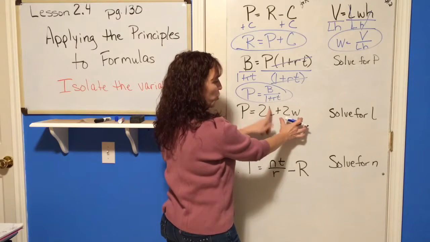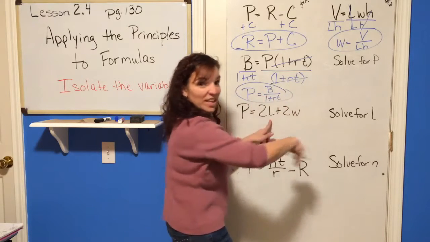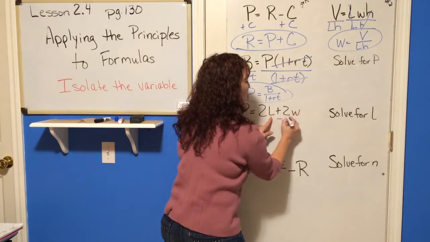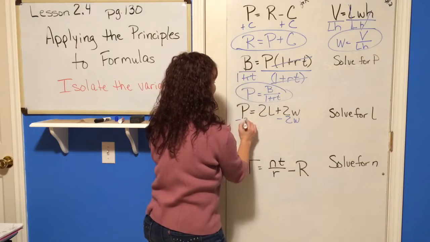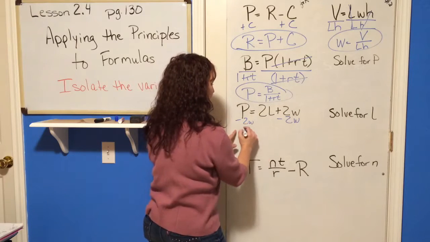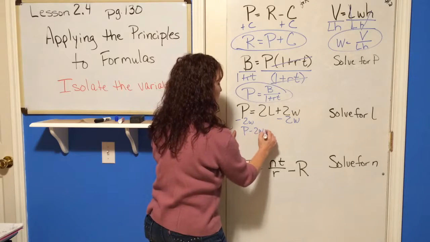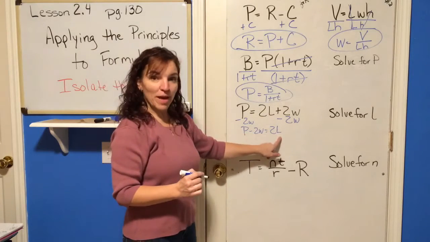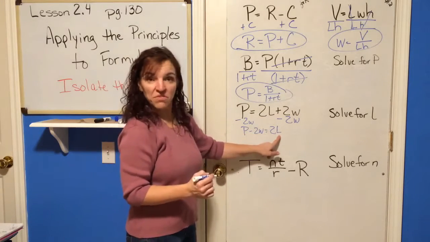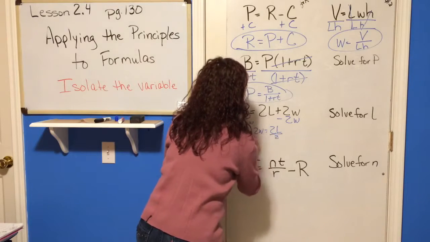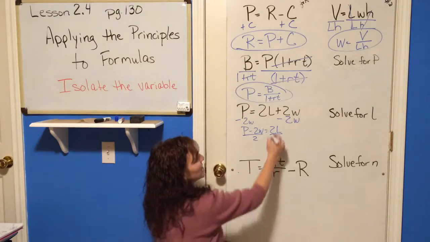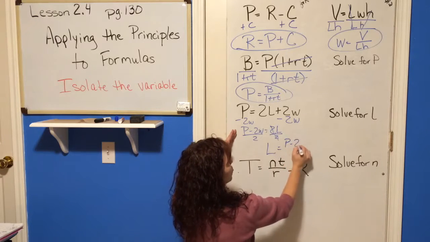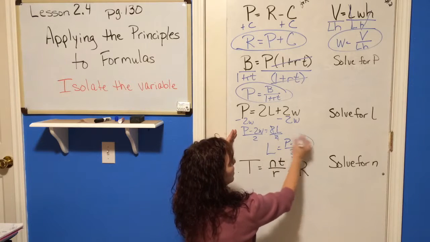You're looking for where you want to end up, and everything else is extra. You want to get it to the other side. So you can see, well, I added this chunk, so if I subtract this chunk, then I just have 2L. So P minus 2W equals 2L. So now to get just L by itself, well, this is 2 times L. Just divide by 2. So now you can see that the length is going to equal the perimeter minus 2 times the width, divided by 2.